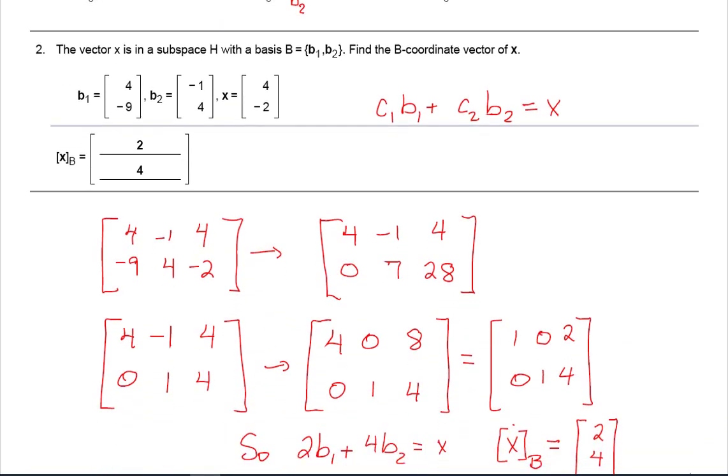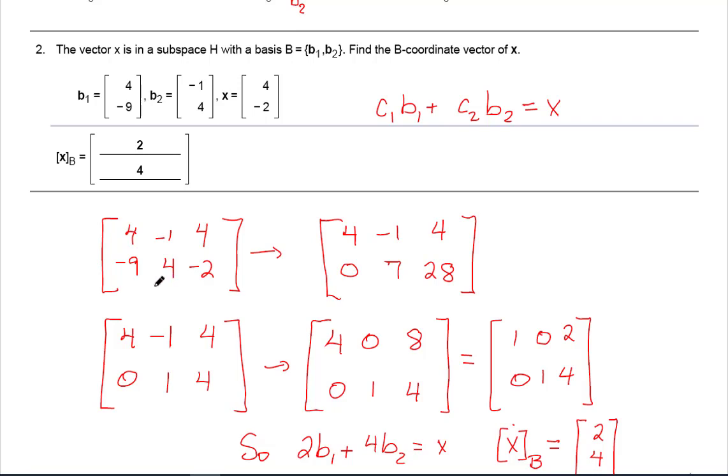We have two basis vectors, B1, B2. Vector x is 4, minus 2. So the question is this: how do we represent this vector x in terms of the new bases? So that means I'm looking for two numbers, C1 and C2, where when I form the linear combination, I get x. So our goal is to put B1, B2 in, put in x, row reduce this, and see what the numbers would be.